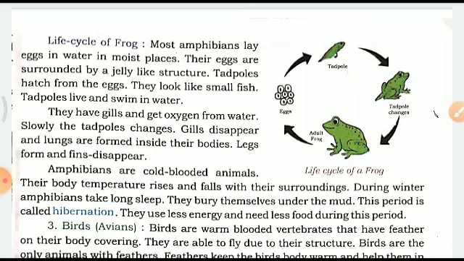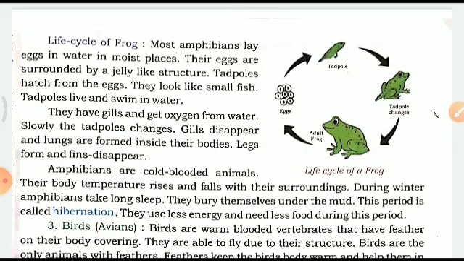मतलब ये जो एम्फीबियंस होते हैं बच्चों, ये अंडे देते हैं. और ये अंडे कहाँ पे देंगे? पानी में या गीली जगह पे जहाँ पे पानी हो. और इनके एग्स जो होते हैं इनके चारों तरफ एक जेली लाइक स्ट्रक्चर होता है जिससे ये प्रोटेक्ट रहते हैं, राइट. और उन्हीं एग्स से टैडपोल्स बाहर आते हैं. टैडपोल इनिशियली फिश की तरह होते हैं और ये पानी में ही तैरते रहते हैं, राइट.